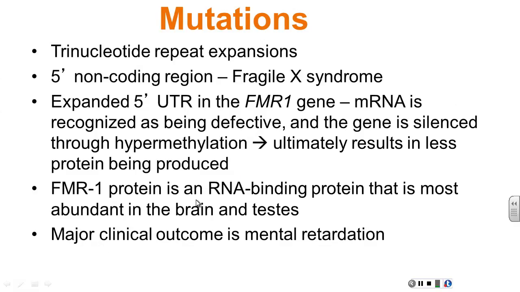The major clinical outcome from Fragile X syndrome is mental retardation. The FMR1 protein is an RNA binding protein. It's normally supposed to bind RNA, and so it affects how cells develop and how they're regulated. It's most abundant in the brain and the testes, so those are where you're going to see the major symptoms. With the brain, you're going to have mental retardation.